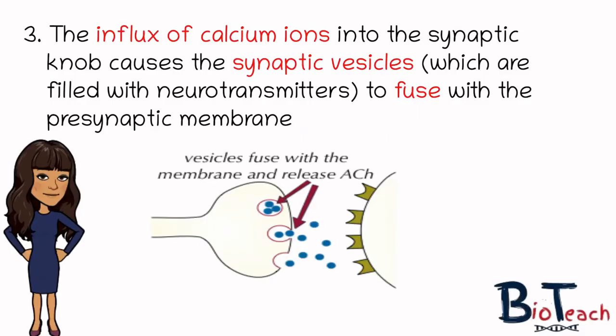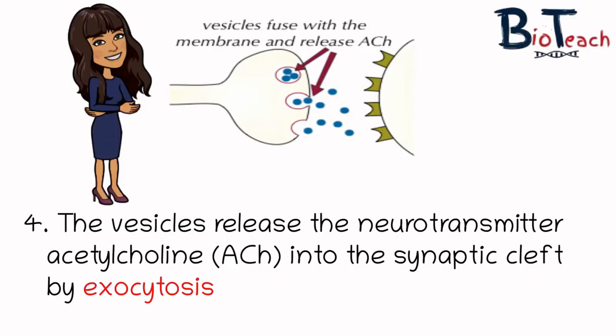The influx of these calcium ions moving in basically encourages the synaptic vesicles that are filled with the neurotransmitters, so these blue blobs here, to fuse with the presynaptic membrane and allow the neurotransmitters to be released by exocytosis. Now, the vesicles will release the neurotransmitter into the synaptic cleft. So it's this gap in the middle over here. And as I said, it happens by exocytosis.